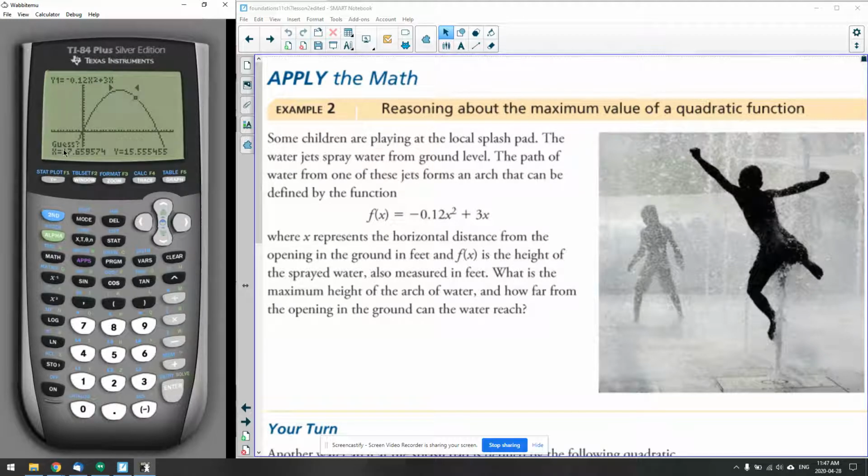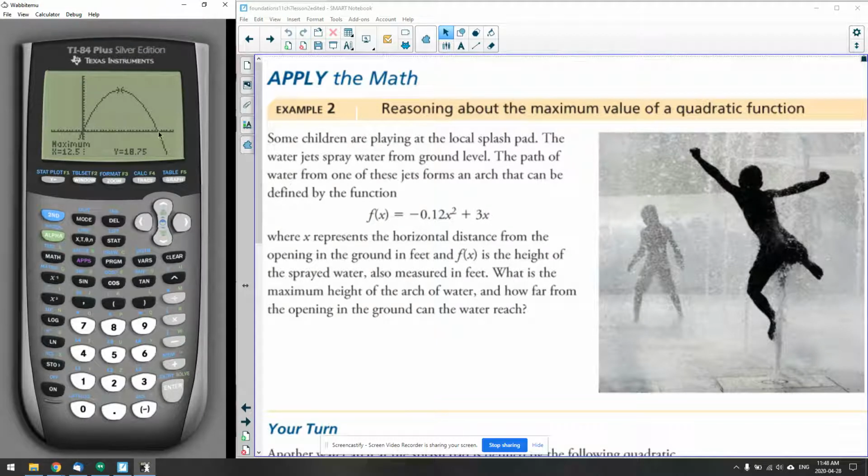The calculator wants us to guess. It's like, yes, please just do the work. And so the maximum is at 12.5. So the x value is 12.5. The y value is 18.75. The y value is our height. So the maximum height of that water stream will be 18.75 feet.